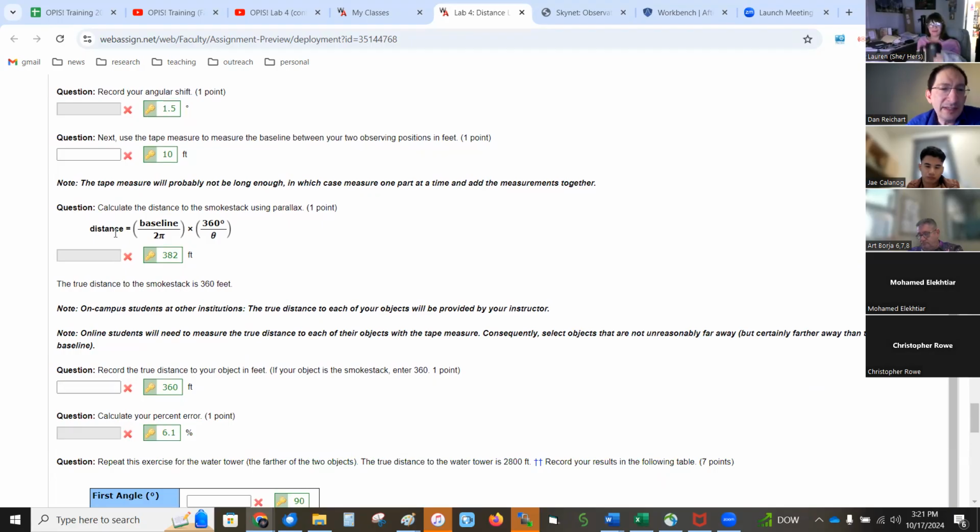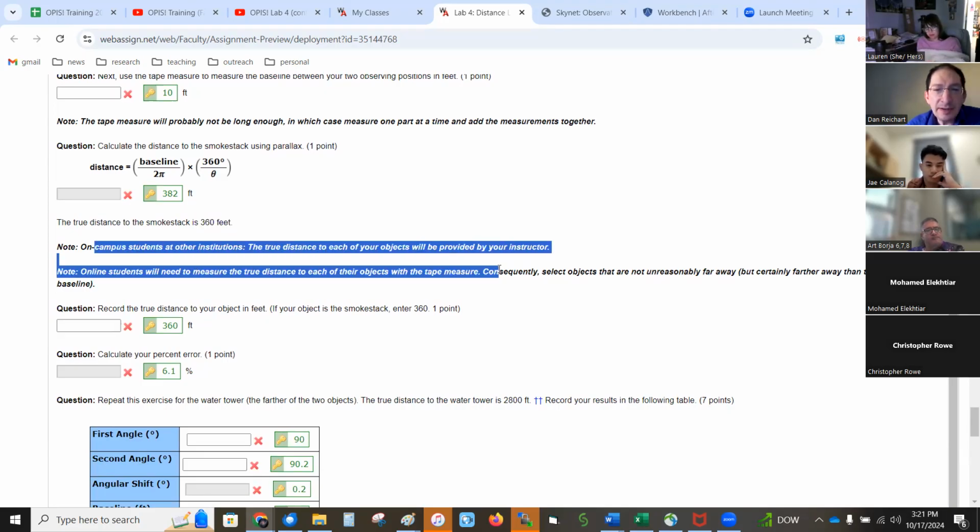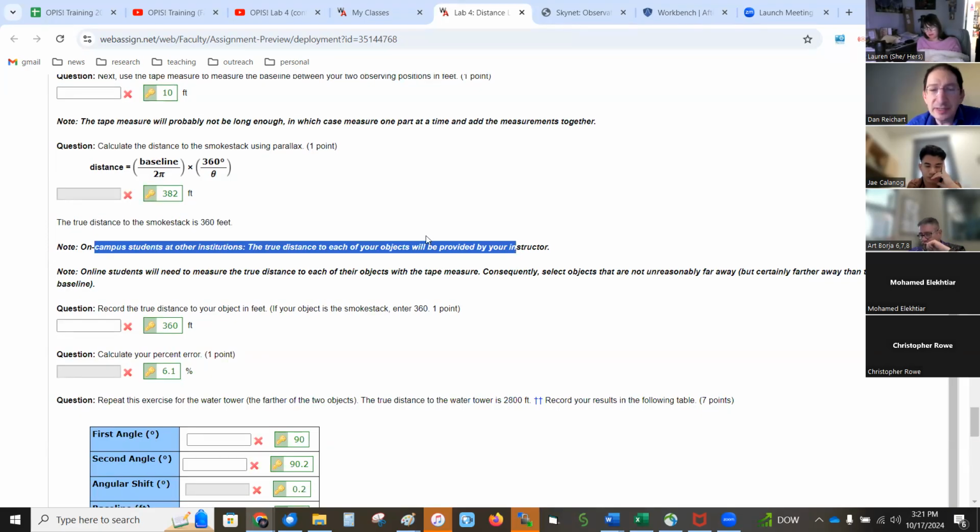And then they calculate the distance to their object. And the smokestack's 650 feet away, but if you're at another institution, the instructor will provide the distance to your target. I just use Google Maps. Once I find a place, I use Google Maps to figure out the distance.